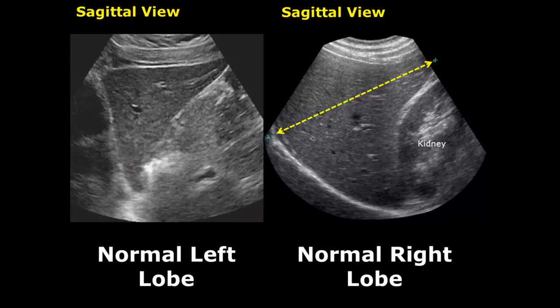The first two images are normal appearances of the liver. This is the left lobe in sagittal view and this is the right lobe. Right here is the kidney and the liver is having smooth echo texture.